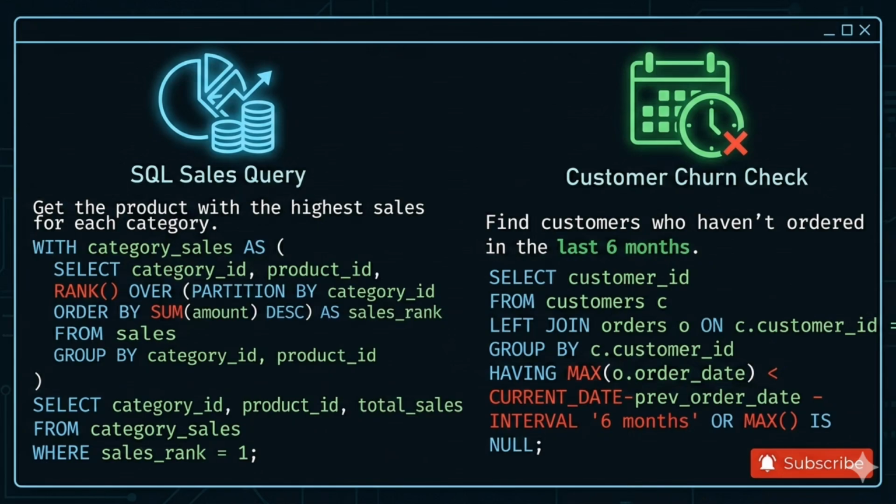Customer churn check. How do you find customers who haven't ordered in the last 6 months? This is a crucial customer retention and churn analysis problem. SQL. Select customer ID from customers C left join orders O on customer ID equals order ID, group by customer ID, having max of order date is less than current date minus interval 6 months, or max of order date is null.